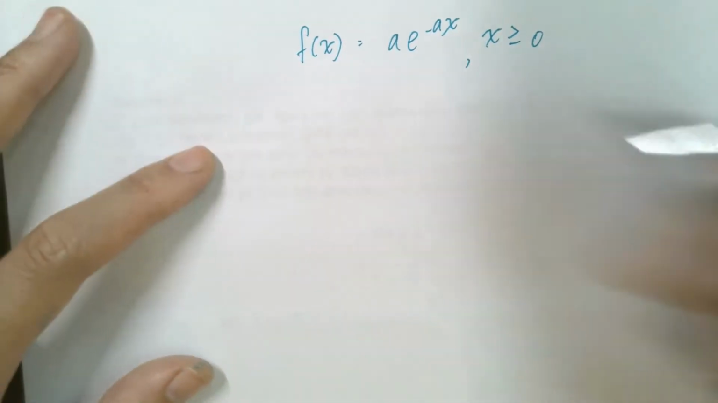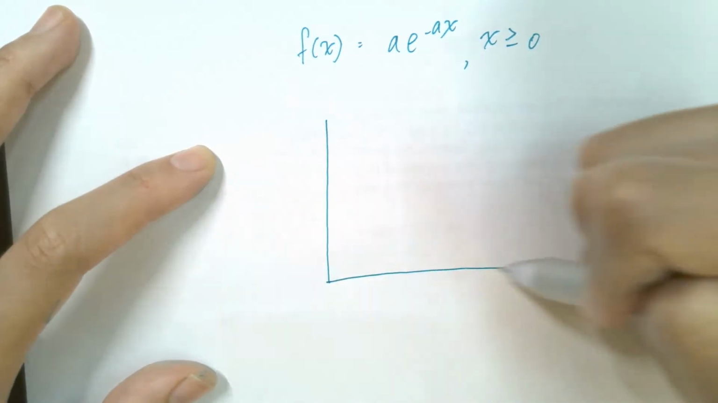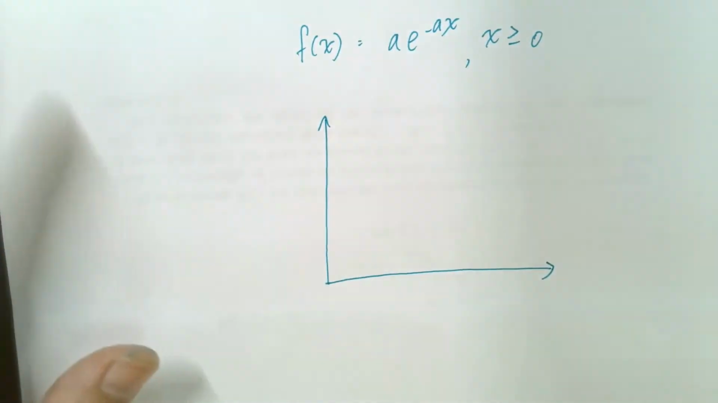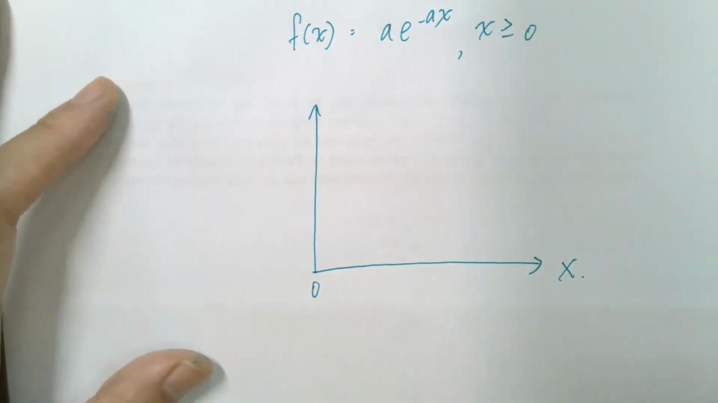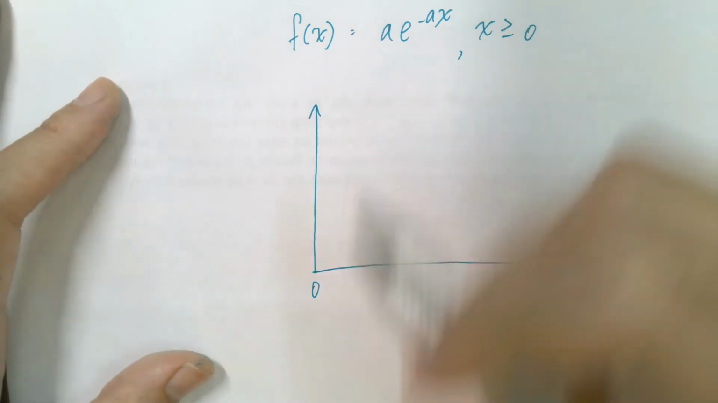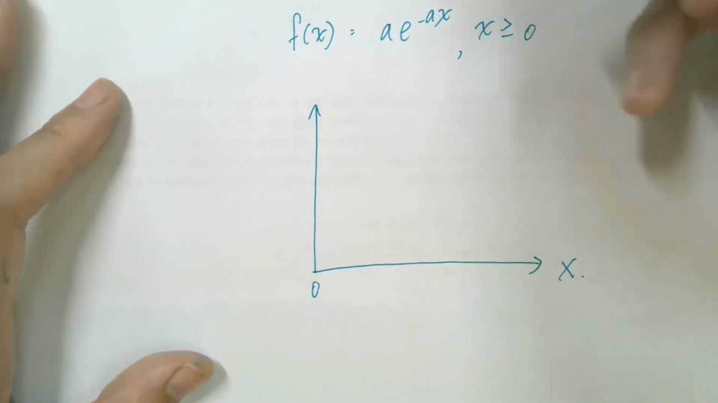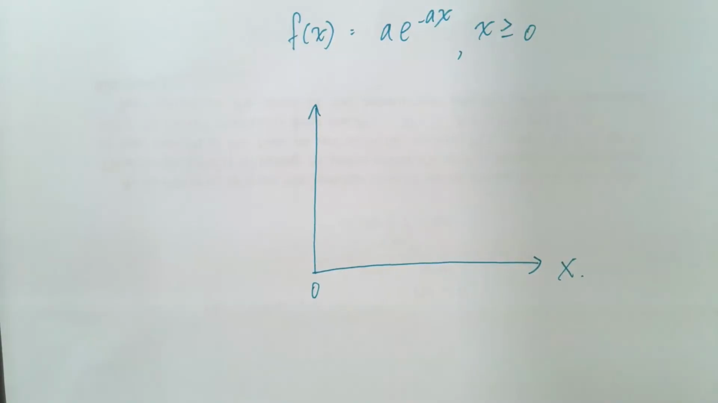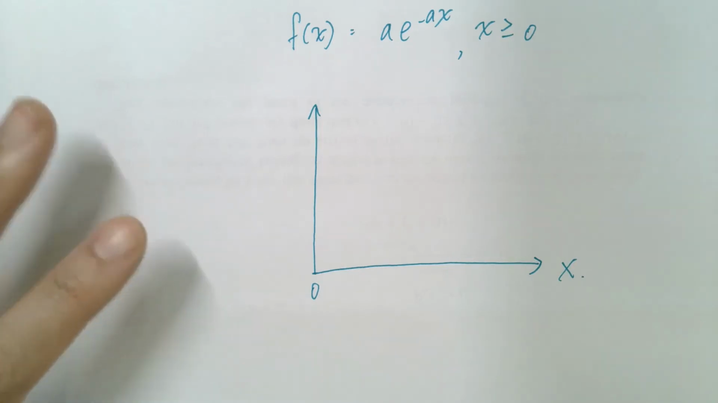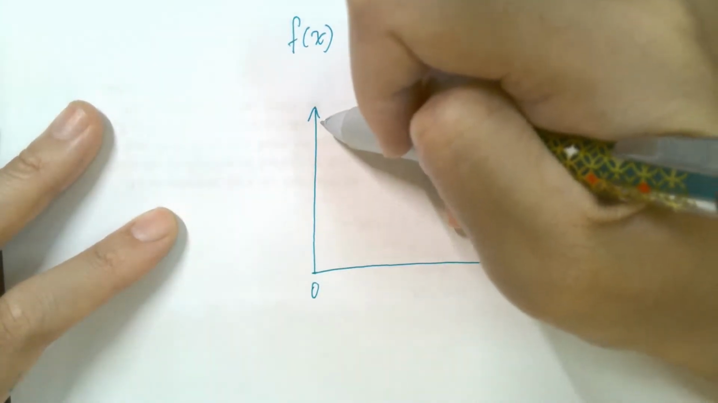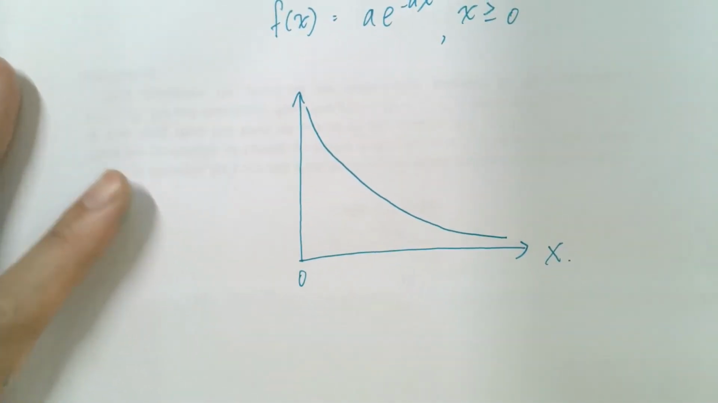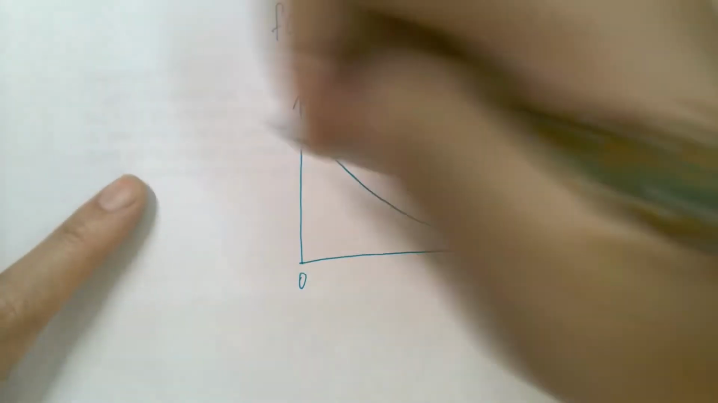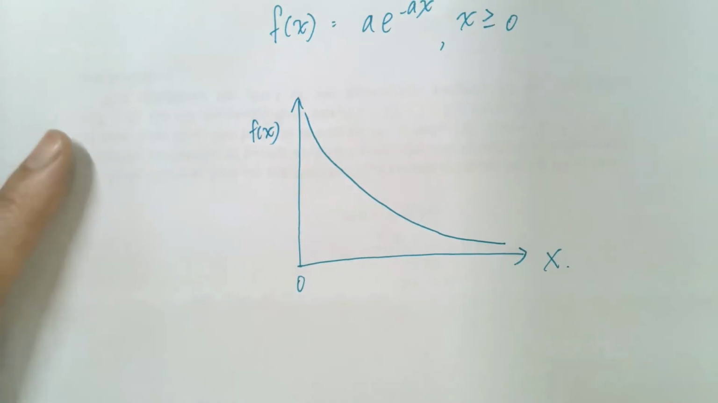If you take a look at this and really try to sketch it, what it looks like is this: 0 is here, x is here. It means it doesn't have anything until x is greater than or equal to 0. Notice that it's an exponential function, which means that no matter what a is, the distribution is going to look something like this. That's the reverse of our distribution. So this is our f of x.